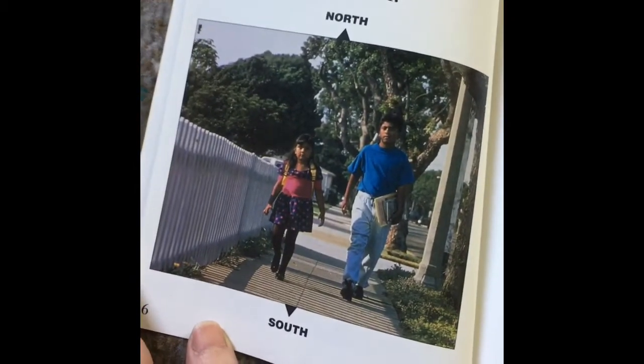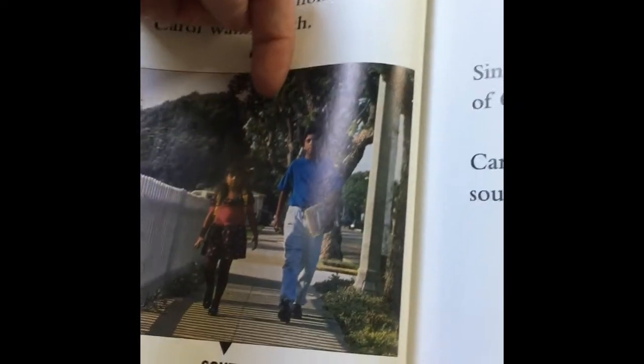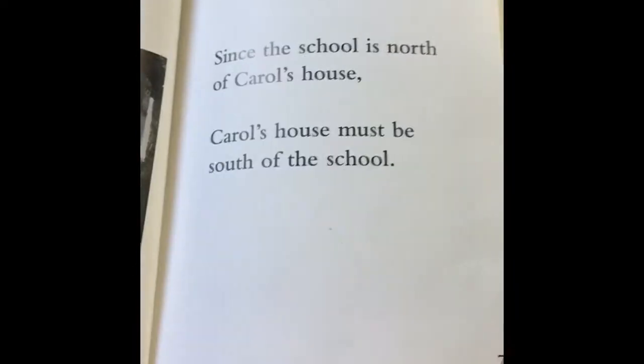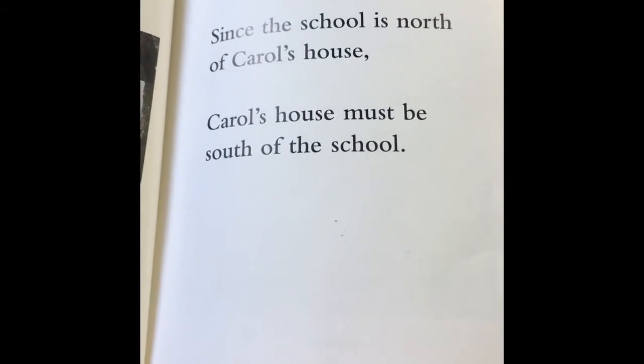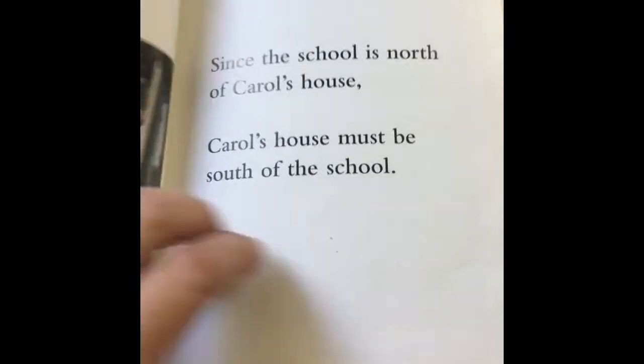When she goes home, Carol walks south. Look, she's headed from north back this direction to the south. Since the school is north of Carol's house, the house must be south of the school.